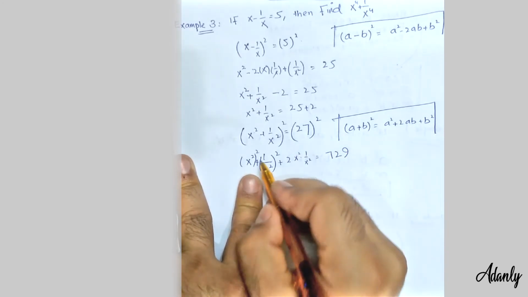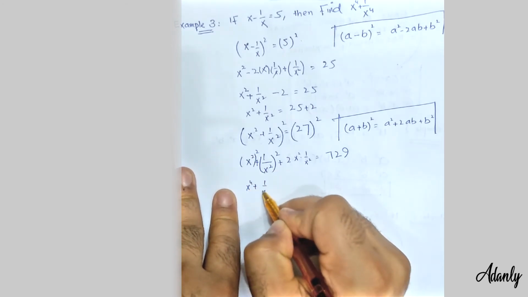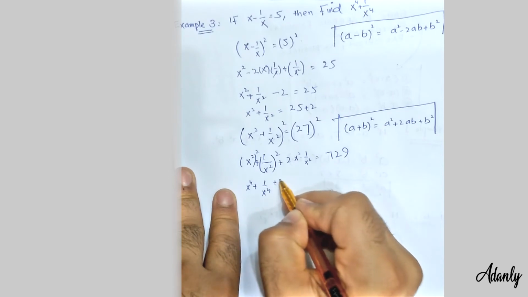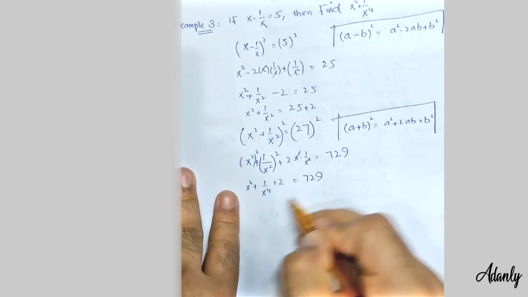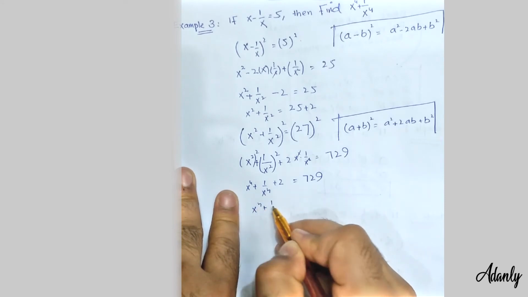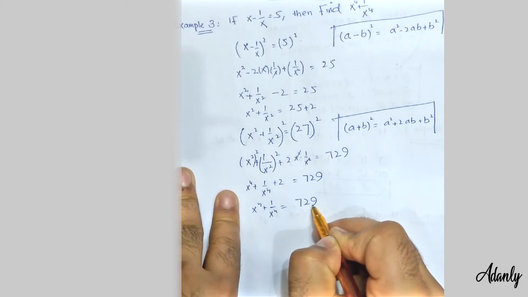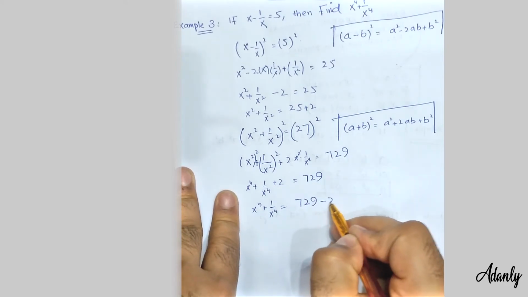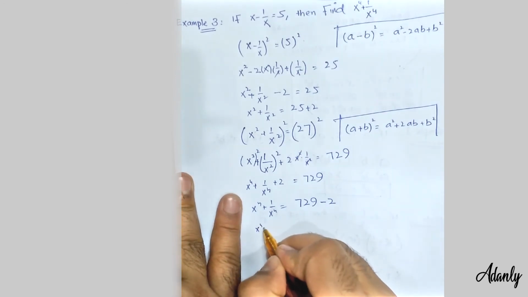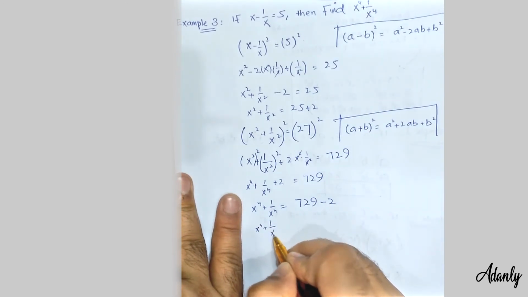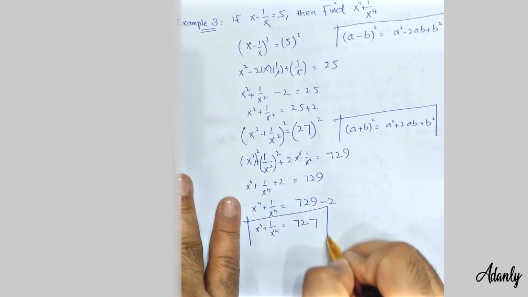Yes, it gives 729. So it will become x4 plus 1 over x4 plus 2. These both will get cancelled with each other, equals 729. x4 plus 1 over x4 equals 729, and shift the 2 to the right side. It will become negative over here. x4 plus 1 over x4 equals 727 is the final answer with us.